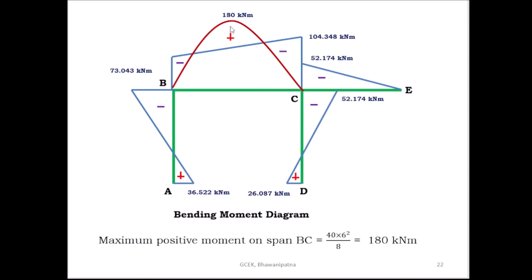So here you can find out what is the maximum positive moment. If you know this ordinate, then you can find out this ordinate, because the total ordinate is 180 kilonewton meter. So you have to find out this ordinate, because you know this ordinate and this ordinate. So at the center you have to find out by taking the average of these two ordinates. So what is the ordinate here you can find out. Then you have to deduct from 180 kilonewton meter, then you will get the maximum positive moment on the span BC.